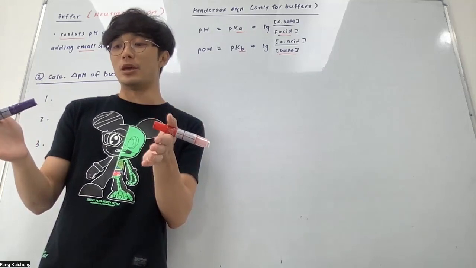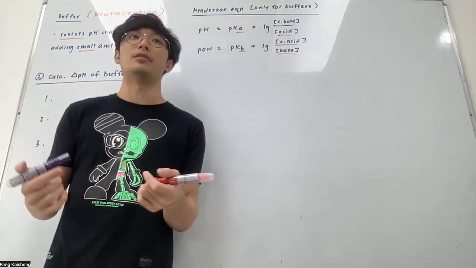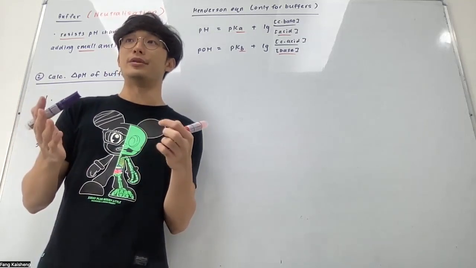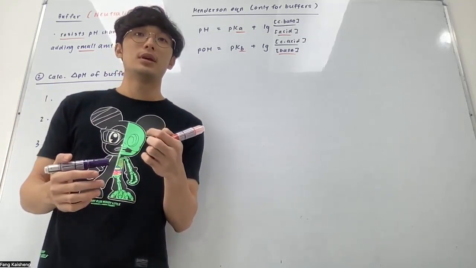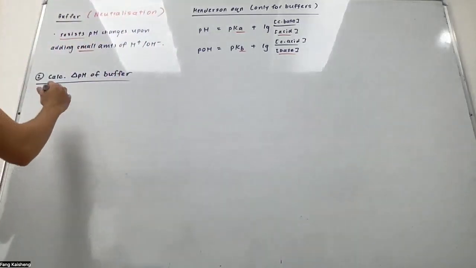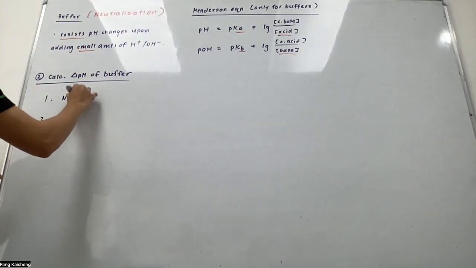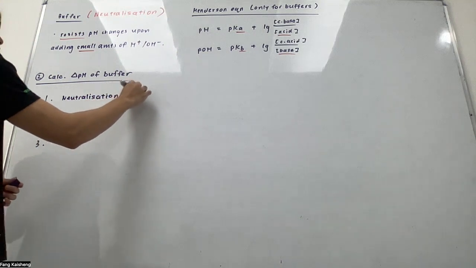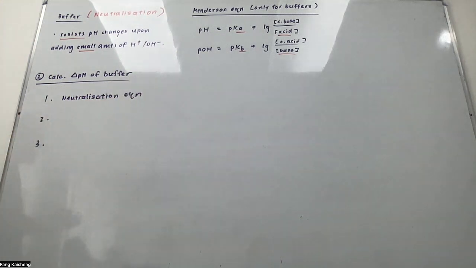What will happen to the pH? It started off at 4.74. What will happen afterwards? It'll be lower, right? By a lot or very little? Very little. So how? First step, I need you all to come up with a neutralization equation. I'm sure you all know what is neutralization, because a buffer uses neutralization to remove H plus. Come up with that first.